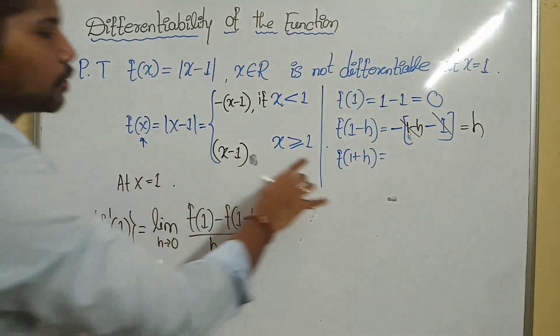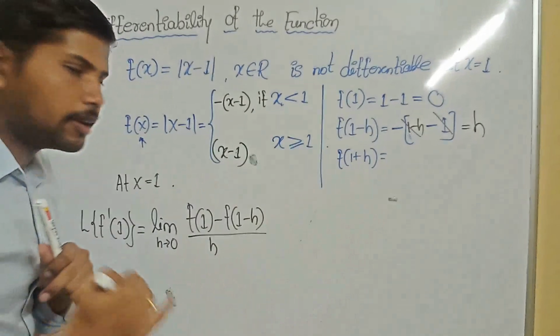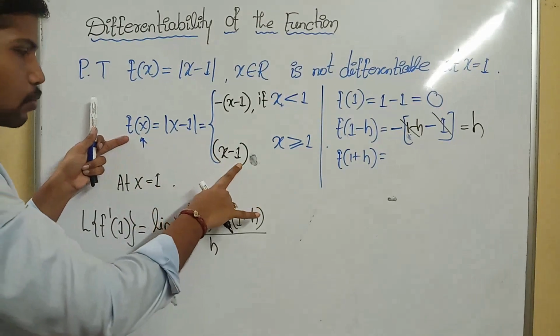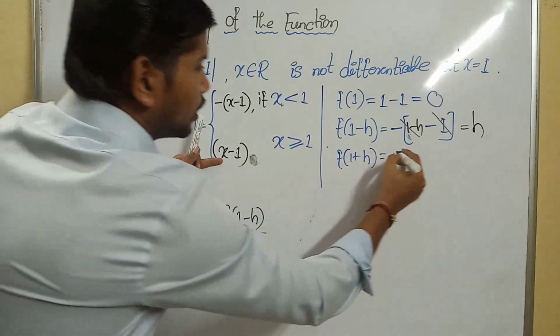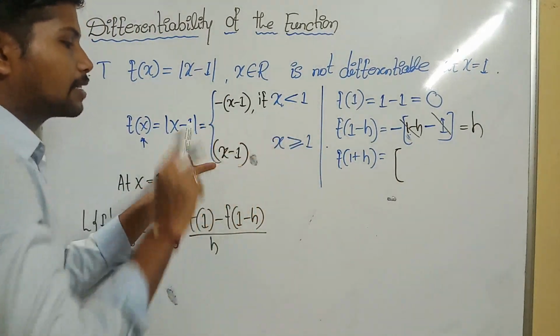Then after this one, f of 1 plus h. What is the meaning of 1 plus h? More than 1 it is. More than 1 means I need to observe this function. f of x is x minus 1. For f of 1 plus h, I'll put the x value as a blank.